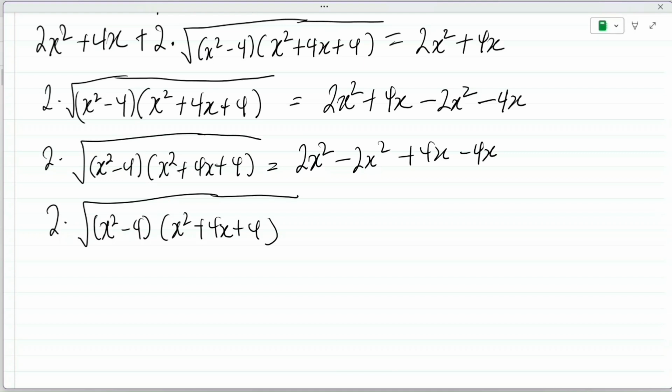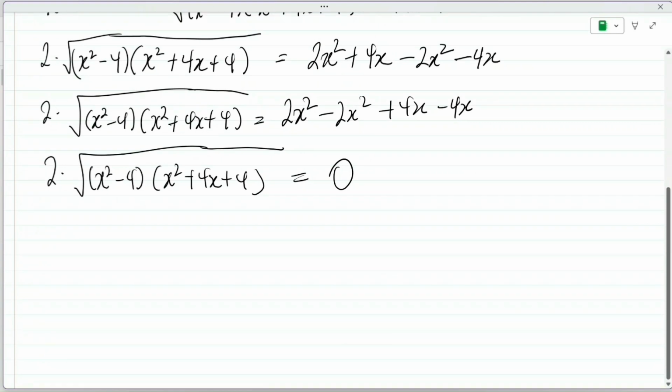Equals 2x squared minus 2x squared is like x minus x is like 2 minus 2, 1 minus 1 is 0. So this turns to 0. Then you have plus 4x minus 4x. It's still the same thing, like plus 4 minus 4, 4 minus 4 is 0. So the outcome on the right is 0.